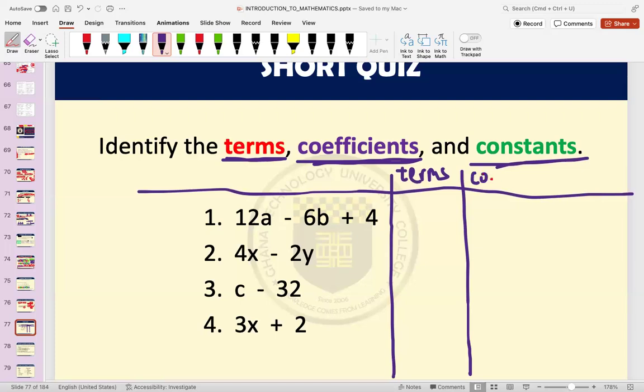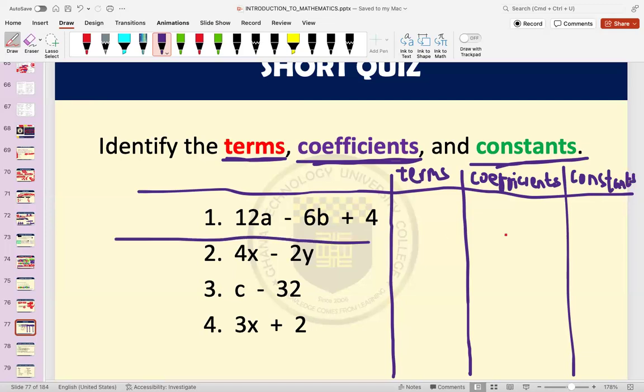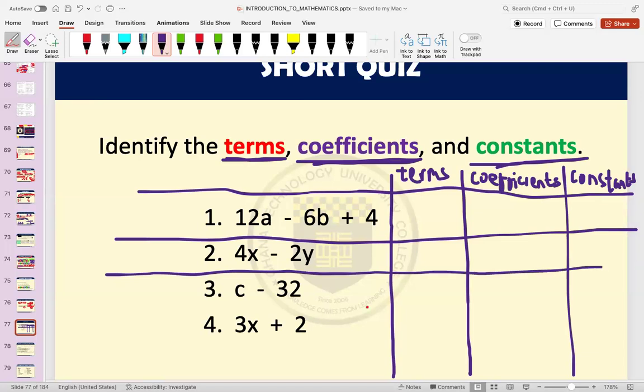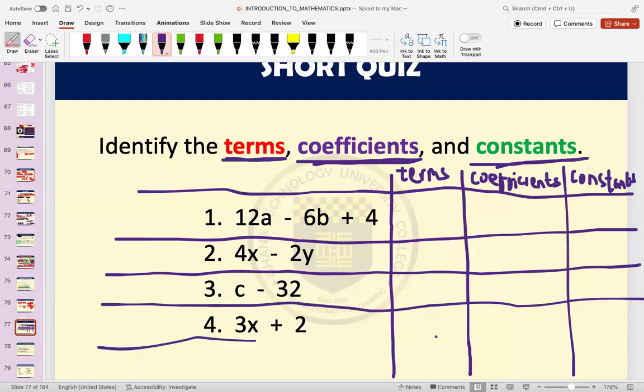I'll label the third column as constants. These are the three demands from the question. So I'll take them one after the other. This is the first question. This is the second. This is the third. And then we have the final, which is the fourth. So let's get to action.